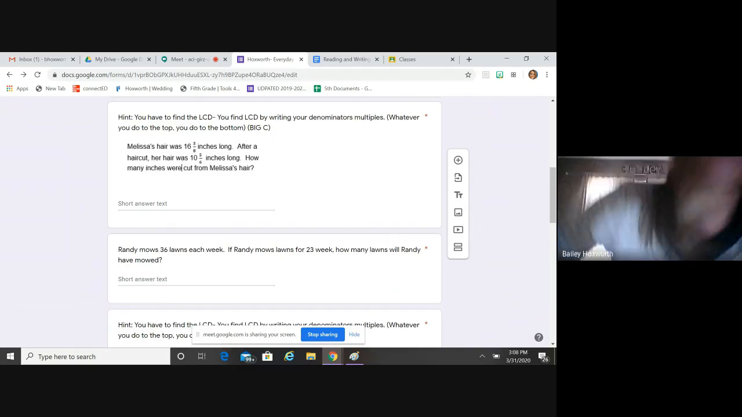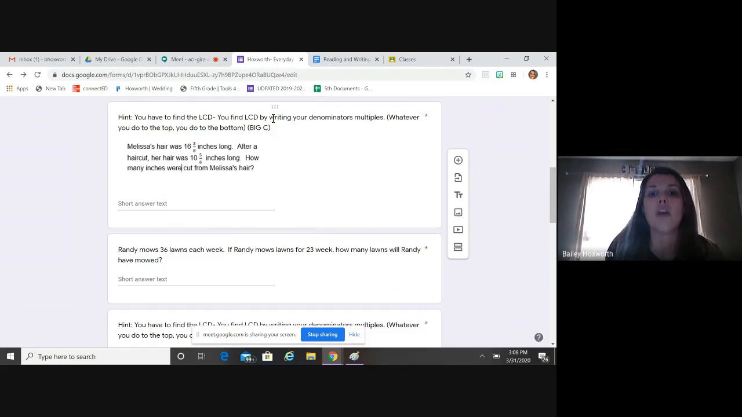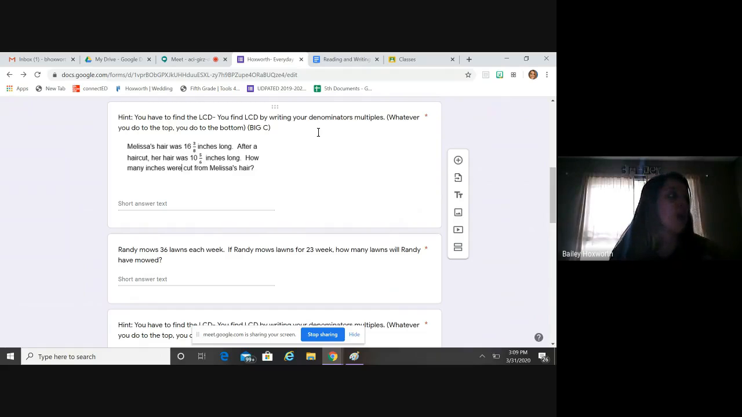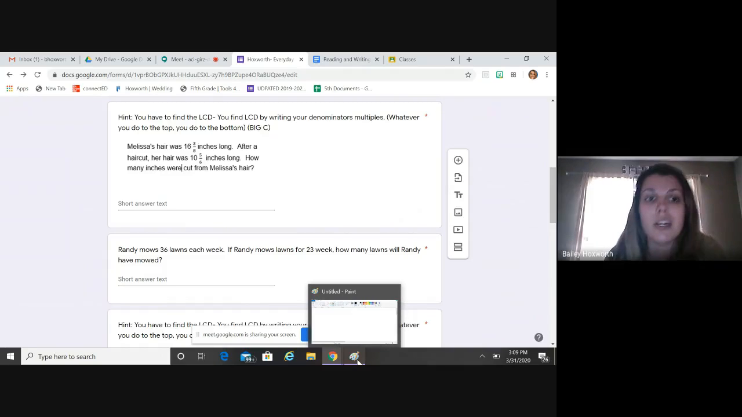First thing you need to do, find the LCD. And I left your little hint. You find the LCD by writing the denominators' multiples. And remember, whatever you do to the top, you do to the bottom. And then I left you another hint. You have to answer this question using the big C. So let's go over this one.